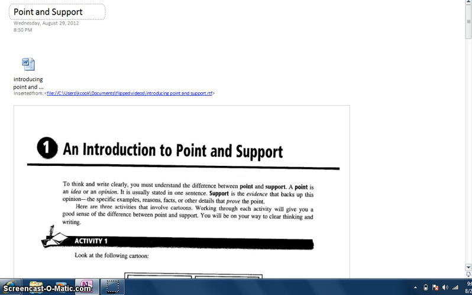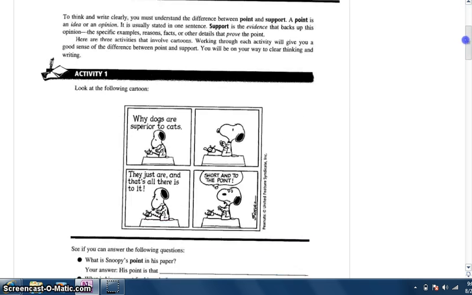When you sit on it, it falls to the ground. Well, if you have a paper with a weak support, just like that weak leg, your paper will fall to the ground as well. It just truly falls apart. Let's start by taking a look at a cartoon.